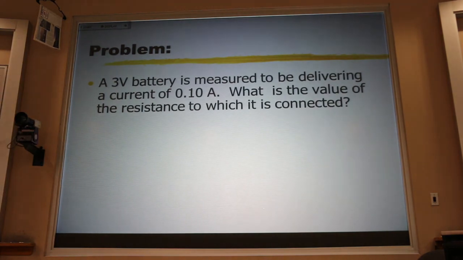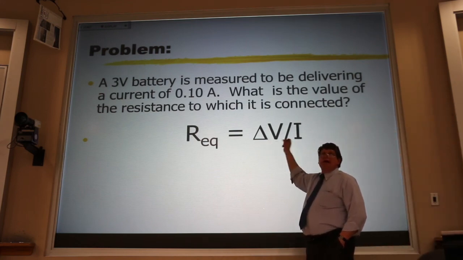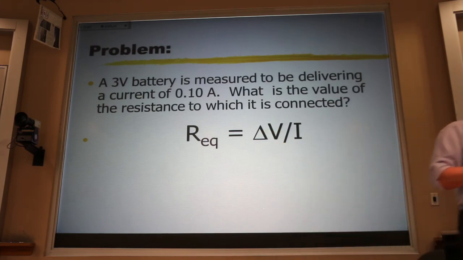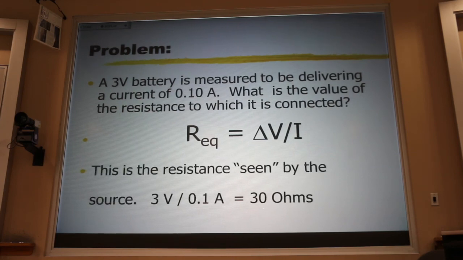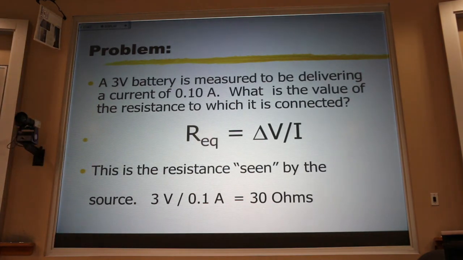0.3 ohms. 0.3? 30. Or 30. Yeah, remember, the operational definition of resistance is how many volts I would have to put across something to get one whole amp. Well, if 3 volts gives me a tenth of an amp, it would take 30 ohms to get 1 amp. So if I take 3 and divide by 0.1, I get 30 ohms. Now this might be made up of 200 different resistors that are hooked up in a very complicated way. But at the end of the day, as far as the battery is concerned, it just looks like 30 ohms.